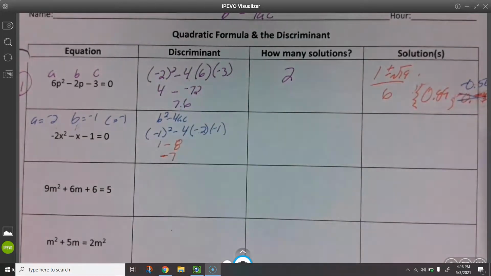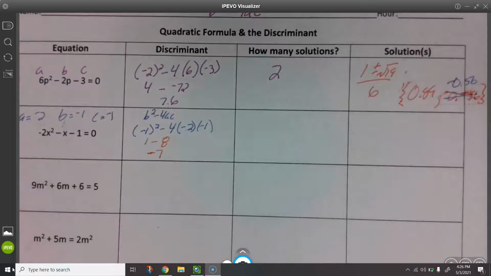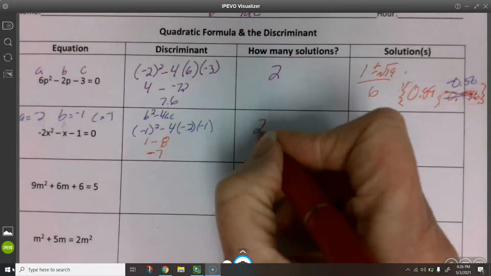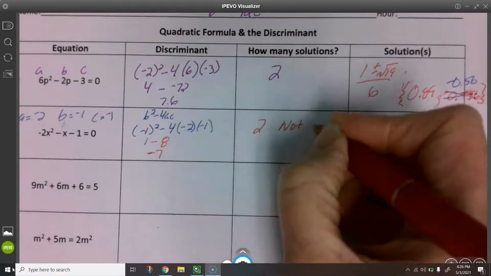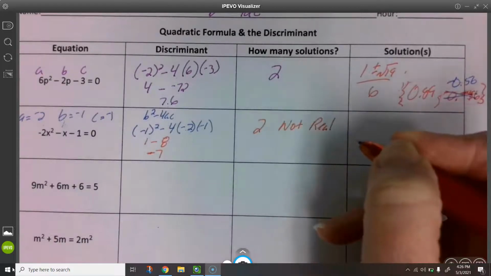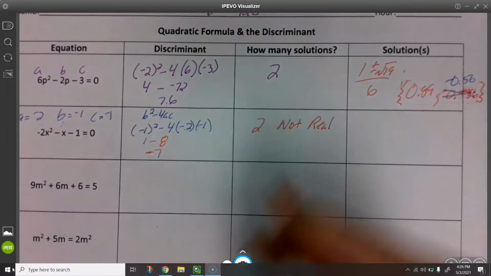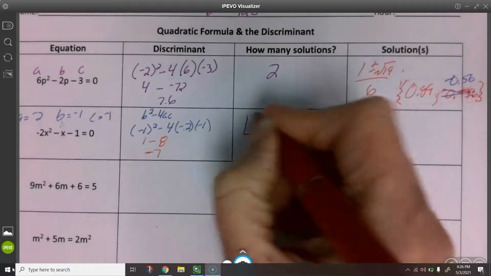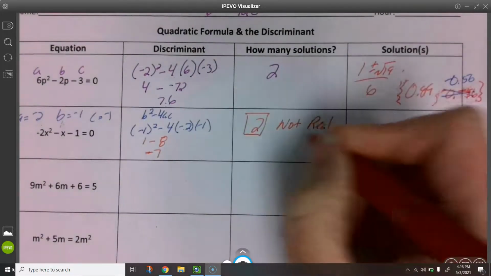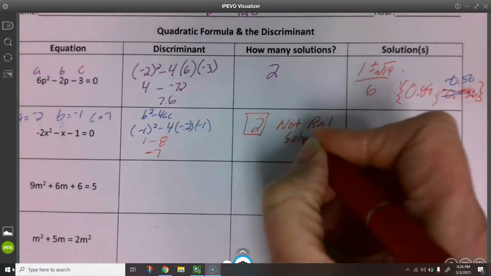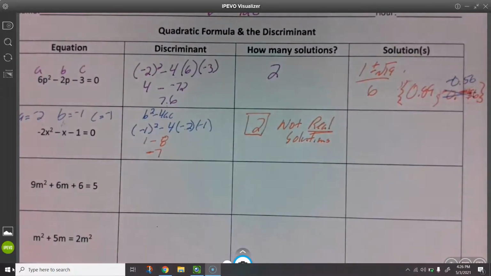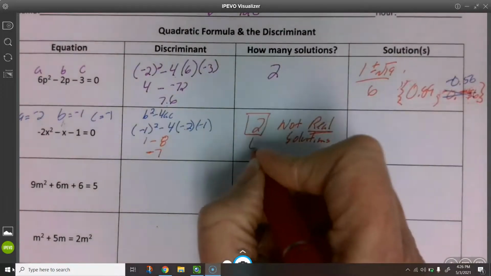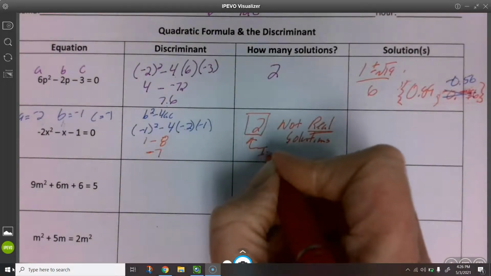How many solutions do I have? Well, technically I still have 2, but they're not real. So I would actually have 2, and they would both be imaginary. For now, they're saying we're supposed to write not real solutions. You would have 2, they would both be imaginary.